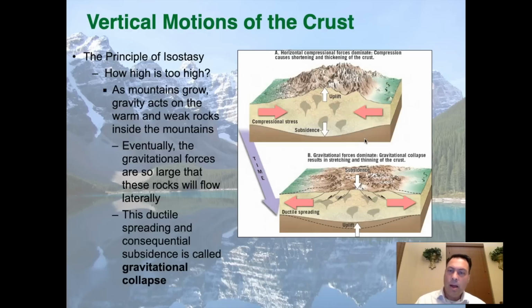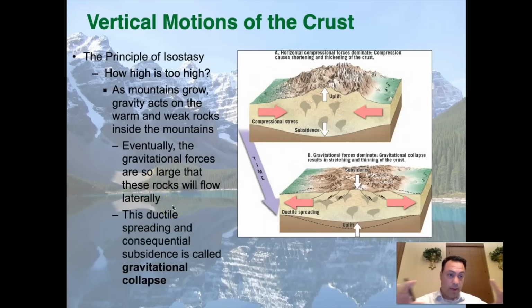Okay. There is a point, though, where effectively things can get too high. You can get mountains too large. So as mountains grow, gravity acts on the warm and weak rocks inside of the mountains. We usually think of them as these brittle, strong rocks all the way up, but they're not. Especially down at the roots, they could be metamorphic. They could be under very high pressures and very high temperatures, maybe not enough to melt them, but certainly enough to deform them ductily.